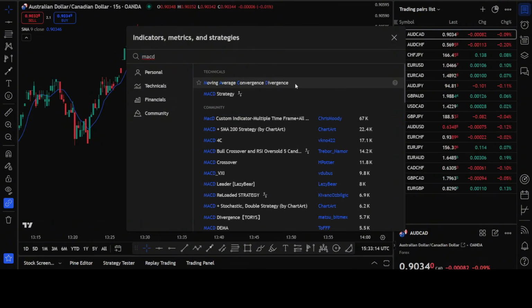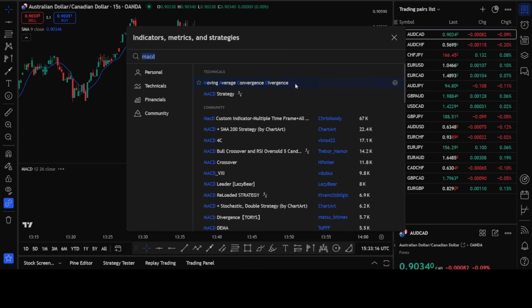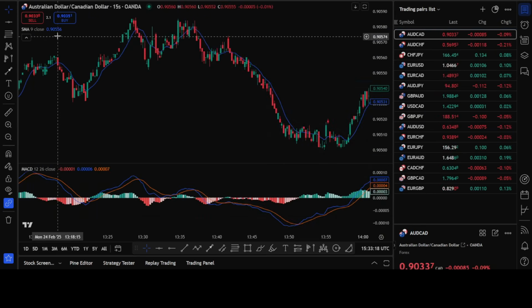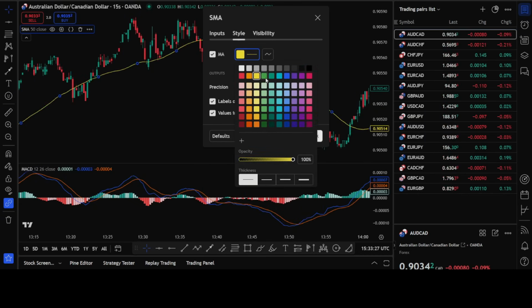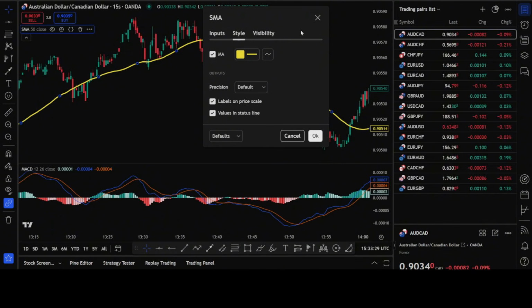For the SMA, I set the period to 50 to reflect the midterm trend. I change its color to yellow so it's easily visible on the chart. As you can see, the SMA is now highlighted in yellow. This will guide us in defining the trend direction.